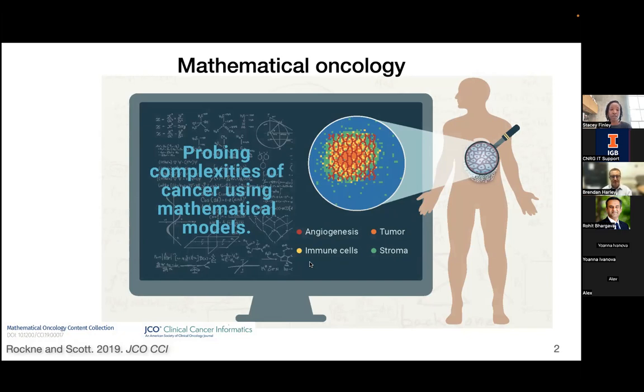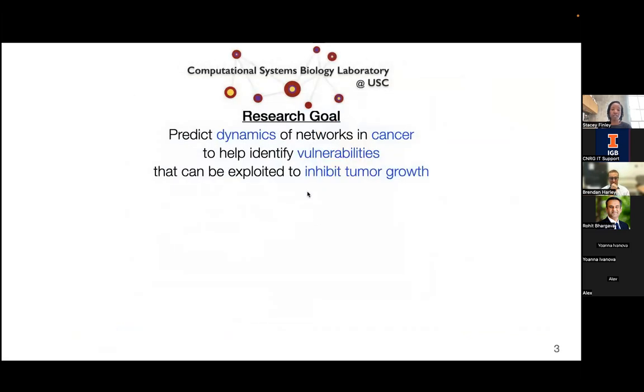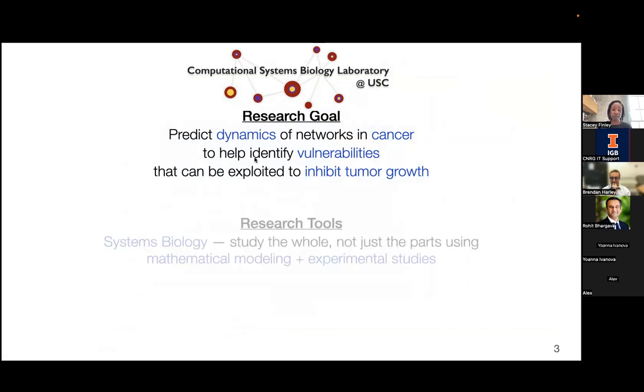It leads to some very complex morphologies of the tumor and also impacts prognosis and the response to treatment. And so we have been using mathematical models, specifically mechanistically detailed models, to better understand cancer. The main goal of my research lab is to be able to predict the dynamics of networks in cancer that could help us to understand how vulnerable those networks are so that they can be exploited to ultimately inhibit tumor growth. And we do this using systems biology tools.